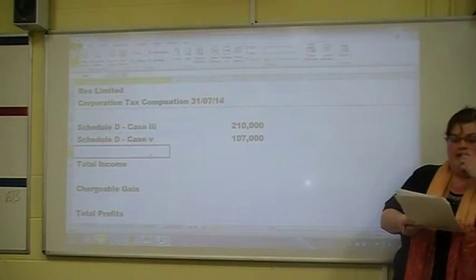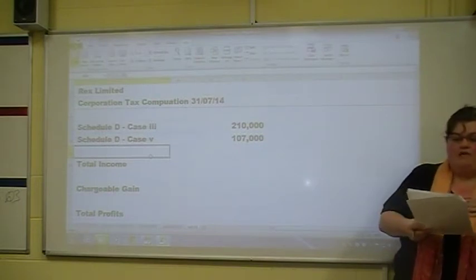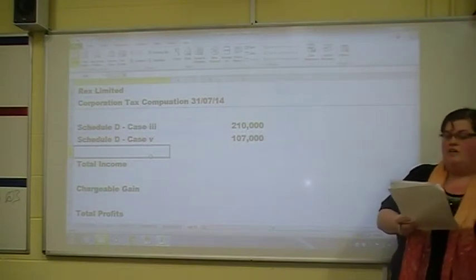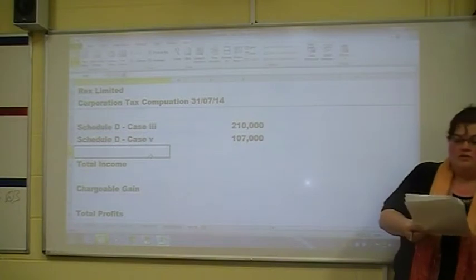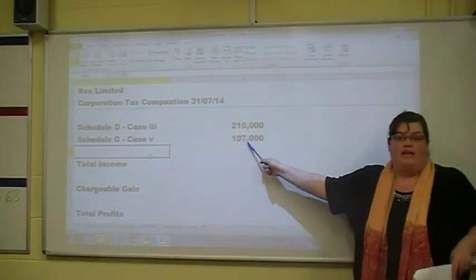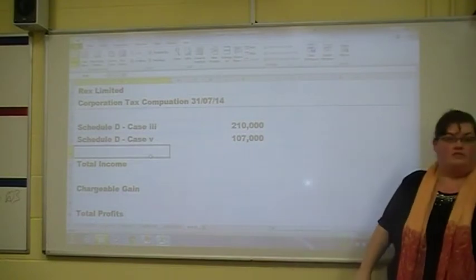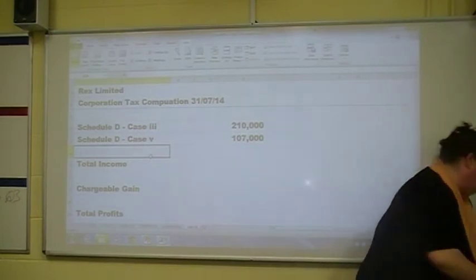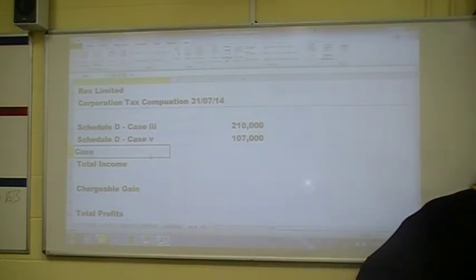If you go on to the next page there, you see the company has a Case 5 loss carried forward from the accounting period, the year ending 31st of July 13, of €15,000. So the Case 5 loss can go against our Case 5 gain of 107,000. So we can actually put in our Case 5 loss in there. Case 5 loss brought forward, 15,000.